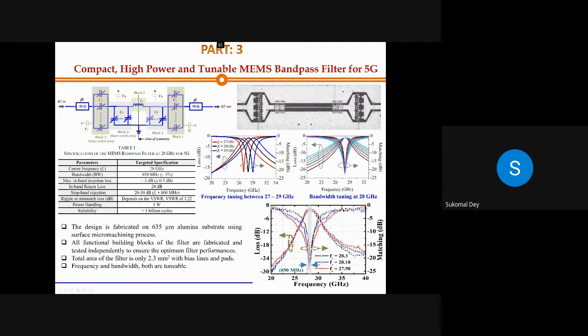In the fine tuning, you can tune it from 27.98 to 28.18 to 28.3. If you look at the insertion loss, it's very difficult to detect, but in the return loss you can see it's a first order filter, so there is no transmission zero. From the return loss you can see peaks, and from these peaks you can detect the center frequencies. And as I said, this particular filter was developed for 5G applications.